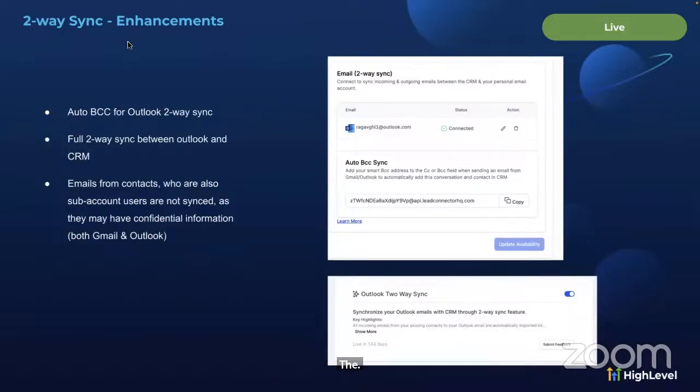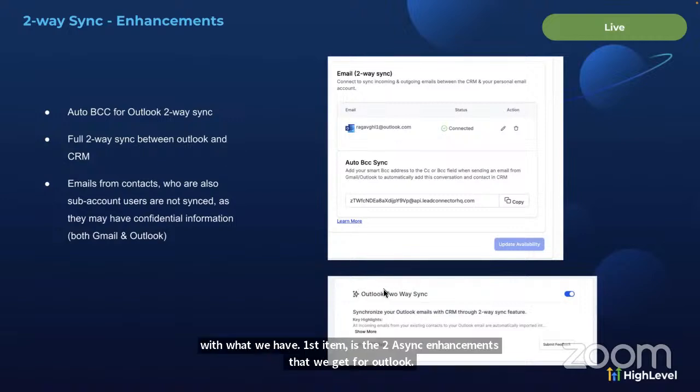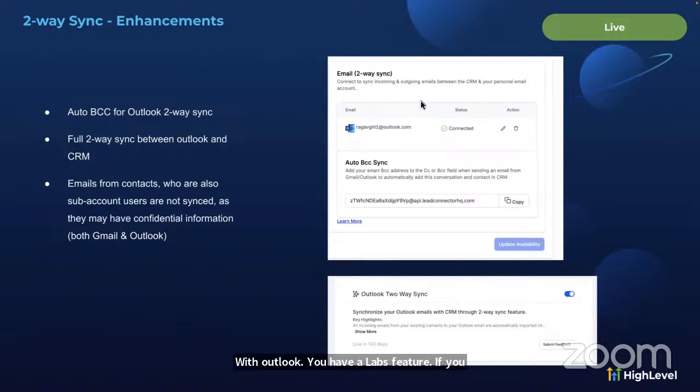Starting with what we have released, the first item is the two-way sync enhancements that we did for Outlook. With Outlook, you have a labs feature. If you turn this on, you can have the full two-way sync, as in instead of just syncing the emails that are initiated from the CRM, even the new emails that a contact initiates or the emails that you send from your Outlook inbox to contacts are also synced. And you can also use auto BCC address to automatically create contacts and move the conversation to the CRM from your Outlook inbox. And there is one more enhancement that we did here.